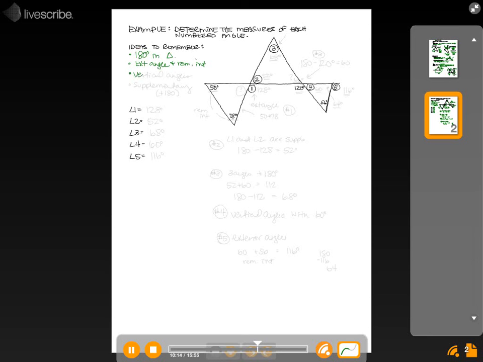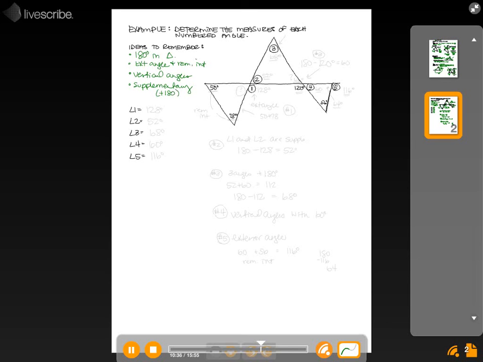A few other ideas that might show up that you need to be familiar with. We said one earlier, vertical angles. Vertical angles are going to be really important, especially when you have more than one triangle in a picture, and there's intersecting lines making that X shape. And the idea of supplementary: angles that form a straight line add to 180.